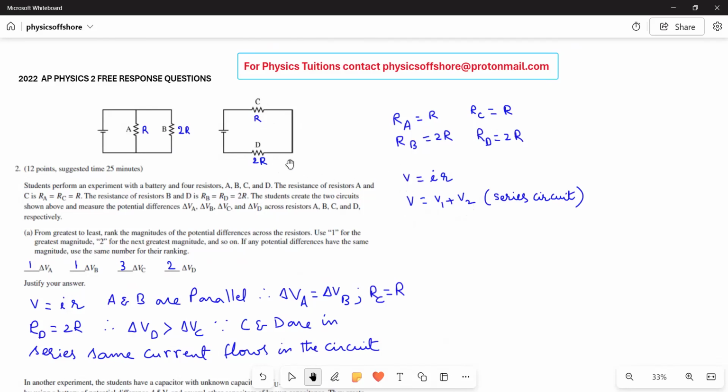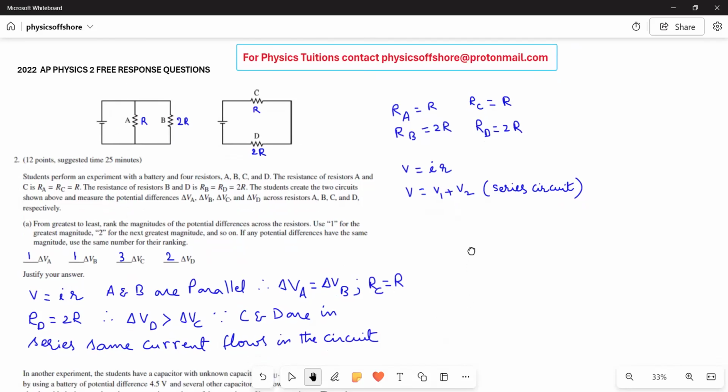Therefore, D has a higher voltage compared to C. So I put 2 here for D and then 3 for C. That means C has the least voltage, and A and B have the greatest voltage. That is the answer for this question.